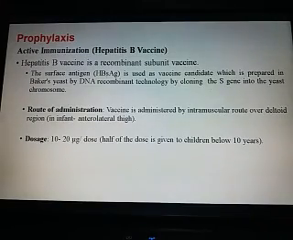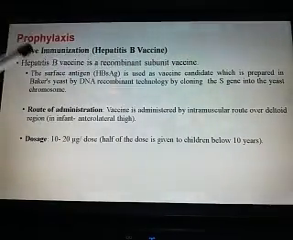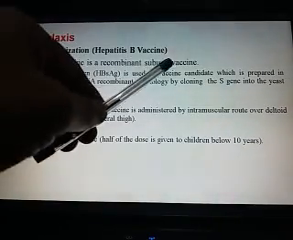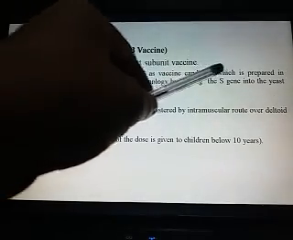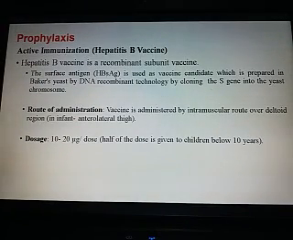Prophylaxis: we have very good vaccines that are very effective also, and that can protect persons for 15 years or longer. Hepatitis B vaccine is a recombinant subunit vaccine that is developed from the hepatitis B surface antigen, used as a vaccine candidate which is prepared in baker's yeast by DNA recombinant. That is, this is the recombinant vaccine.